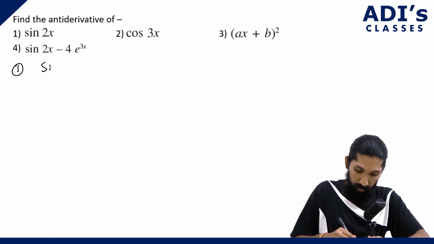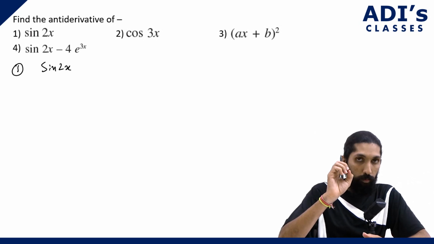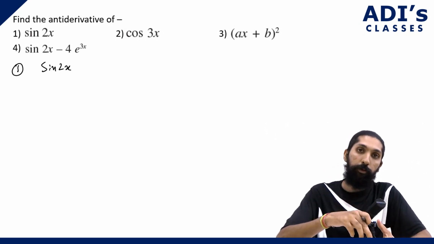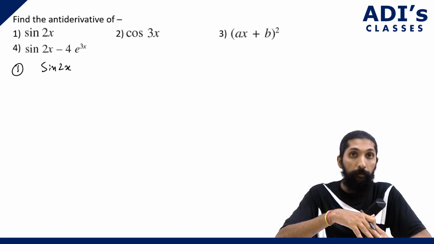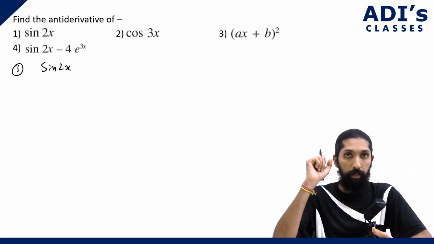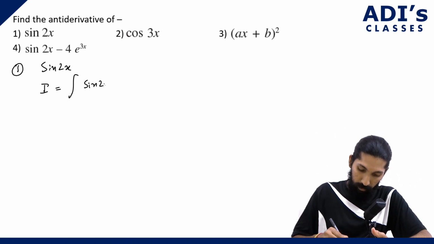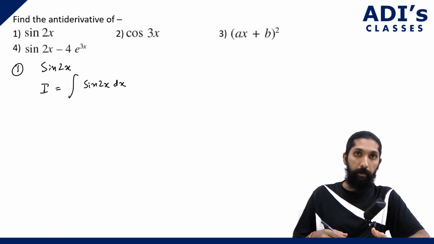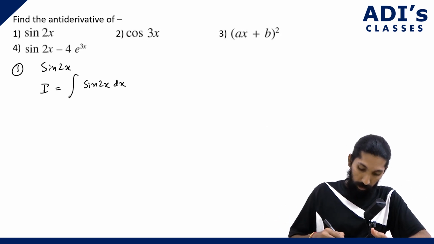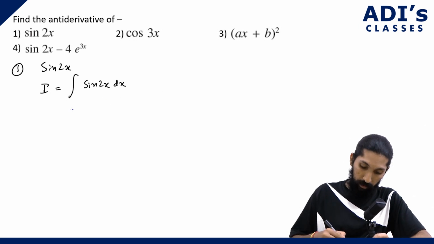When you have sine 2x, you have to do a little bit of tweaking before you actually solve, because you cannot directly solve sine 2x. So we'll call I is equal to integral of sine 2x dx. Now let's tweak the problem a little bit. We'll take 2x is equal to t.